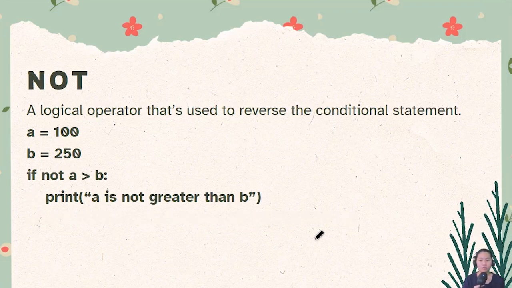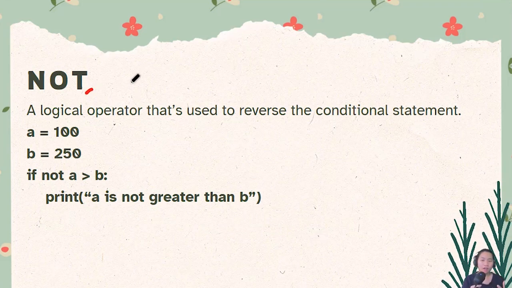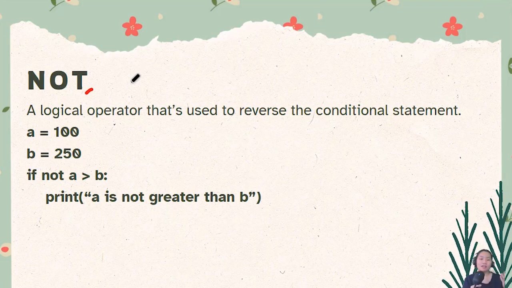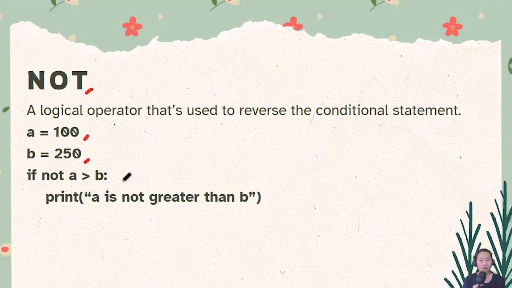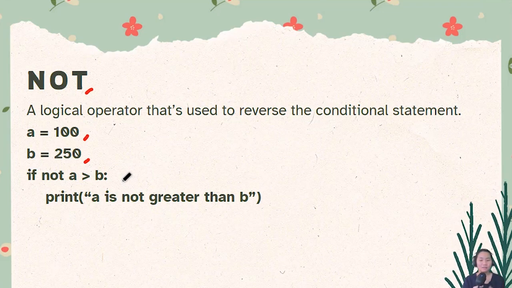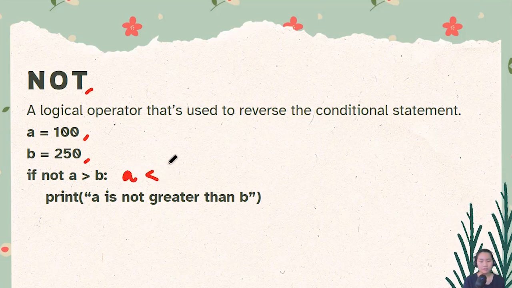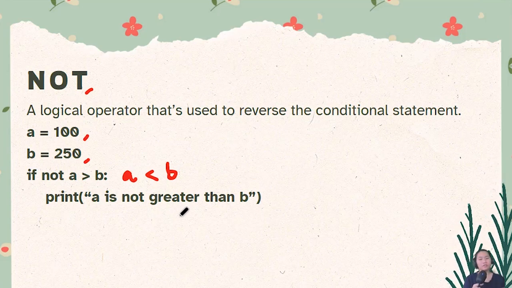So let's move on to the next part, the not logical operator. Now, not is a reversal of the condition that you give. If something is not that or not happening, it is fulfilled. So A is equal to 100, B is equal to 250. If not A is larger than B. So A is less than B. And this is the equivalent of saying if A is less than B, okay? Print A is not greater than B. It's just a reversal, okay?